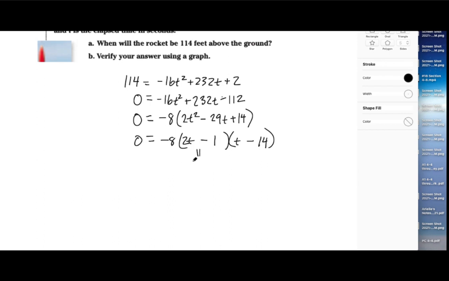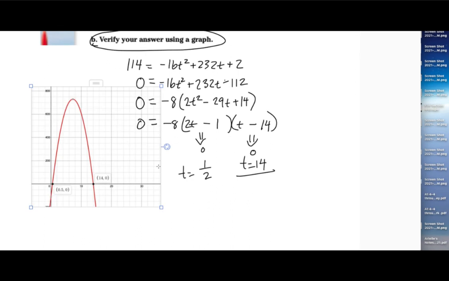Now what we need to do is set each of the factors equal to 0. And so if that's equal to 0 and that's equal to 0, when I do that, I get that t is equal to 14. So that happens at 14 seconds, and then t could also be equal to 1/2 second. So the next thing we're going to do is verify this using a graph. So I'm happy to go to Desmos to do so. So when we look at Desmos, we see that we have a verification of the 2 values where x is time. So we get 0.5 and we get 14 seconds as the time when the rocket will be at that particular height.